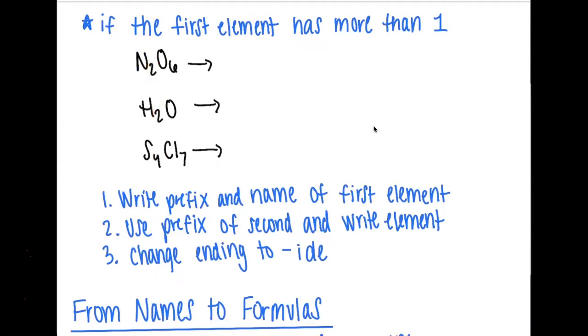If I do this first one here, rule 1 says write the prefix and the name of the first element. So it's a 2, so it's going to be dinitrogen. Then rule 2 says use the prefix of the second and write the second element. So 6 is hexa. I've got hexa, oxygen. And the third rule says change the ending to an IDE. So I have dinitrogen hexoxide.